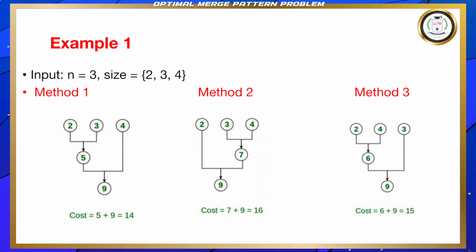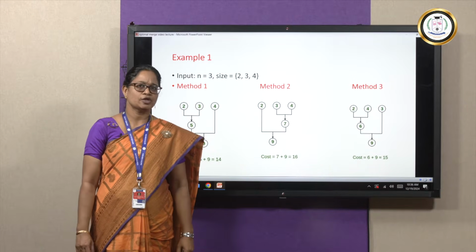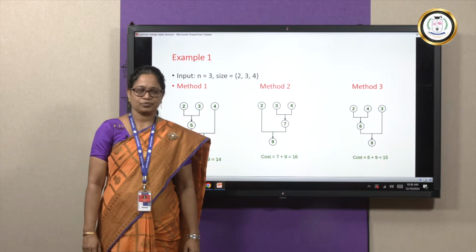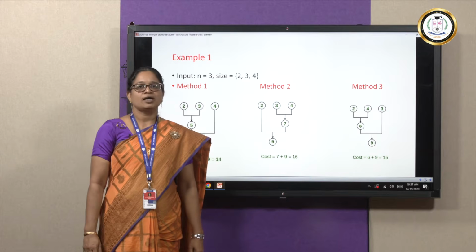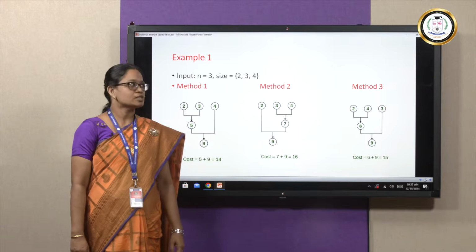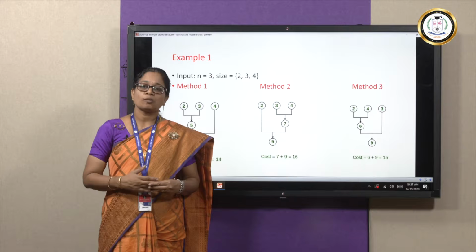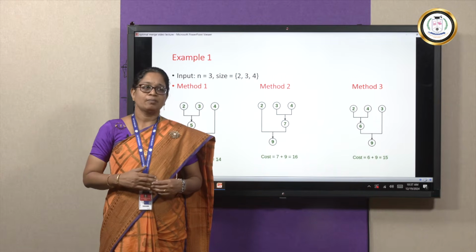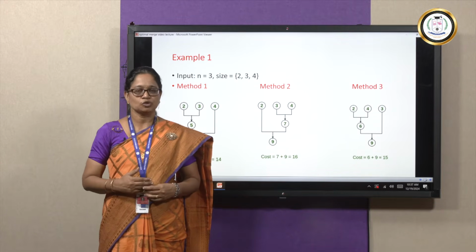Let's go to the example. Here we take the inputs n and size. Here n equal to 3, which denotes the number of files, and the size of each of these files is given in the array, that is 2, 3, 4. So the size of the first file is 2, that of the second file is 3, and that of the third file is 4. Now we are going to solve this optimal merge pattern problem by different methods, and then we are going to come to a conclusion.